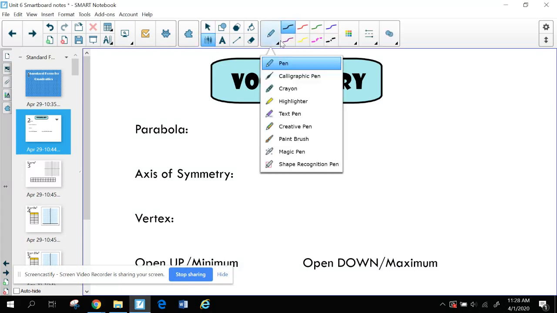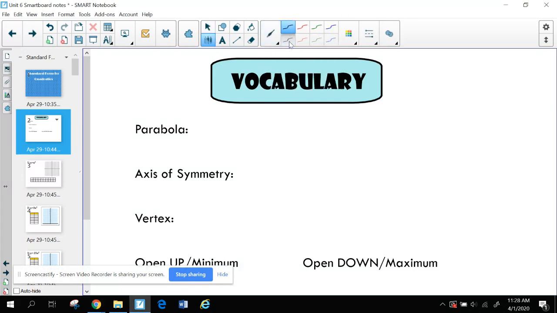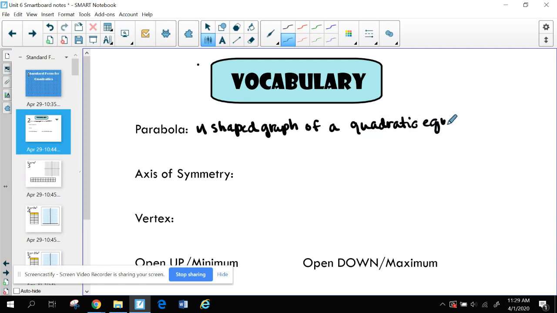So the first thing we want to talk about is a parabola. A parabola we are going to define as the U-shaped graph of a quadratic equation. Okay. With the parabola, then, we have something called the axis of symmetry.